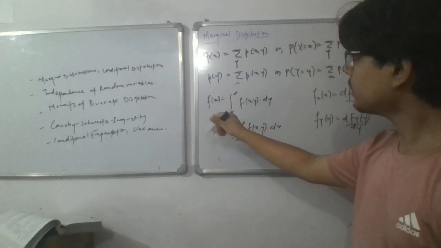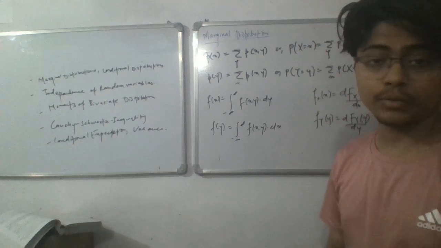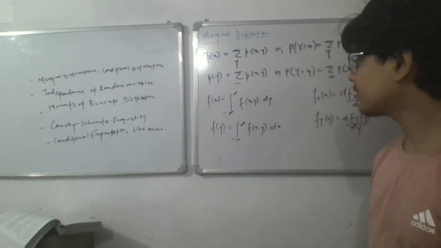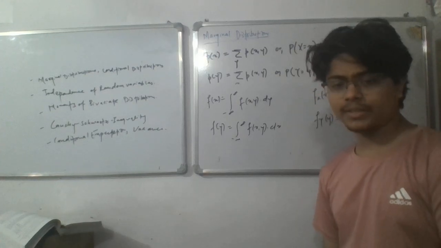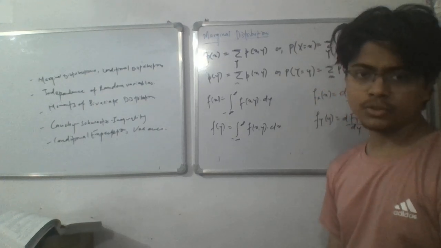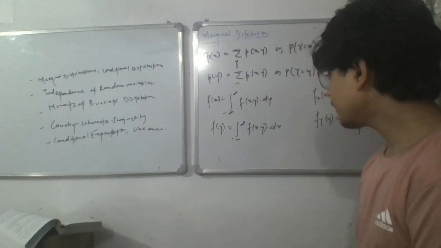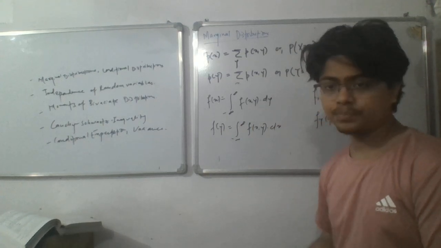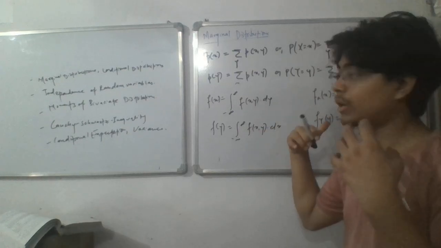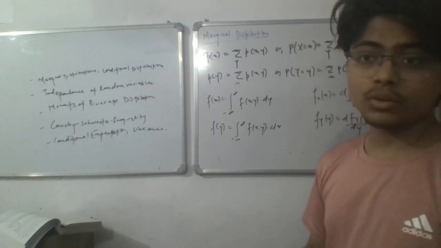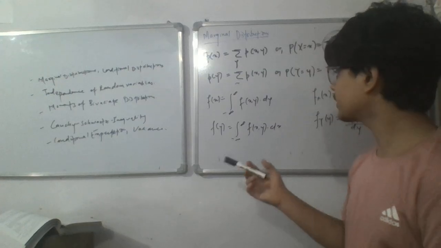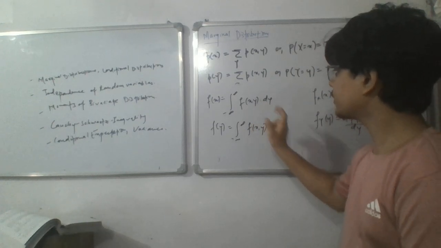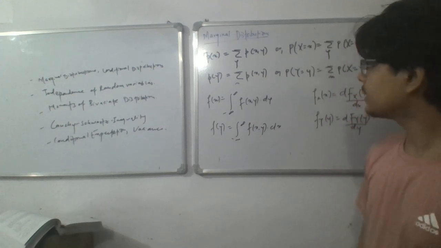Now that was for the discrete case, and if we consider the continuous case, then we have f of x equals the integral from minus infinity to infinity of f(x,y) dy, and f of y equals the integral from minus infinity to infinity of f(x,y) dx. Now one thing you should understand here, and many students get confused here, including me, is how do we decide which variable to integrate in? It means what do we put here, dy or dx?